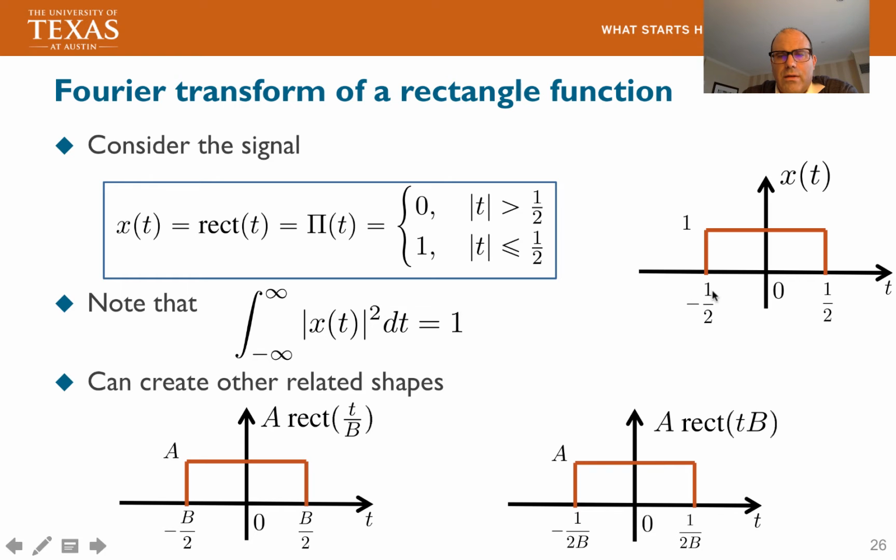Now you can create other rectangles from this basic rectangle by scaling. If I scale by a, I can change the amplitude. And if I divide by b, I change the cutoff. So rect of t over b gives us a cutoff of b over 2, and a rect of tb gives me a cutoff of 1 over 2b. We're going to start off by analyzing the basic rectangle, and then we'll consider other special cases.